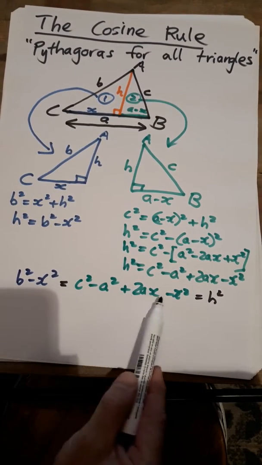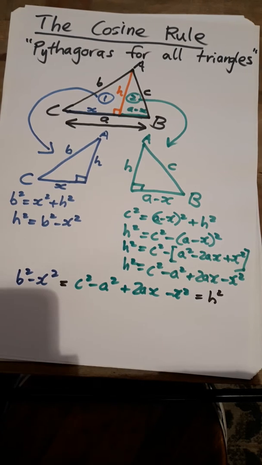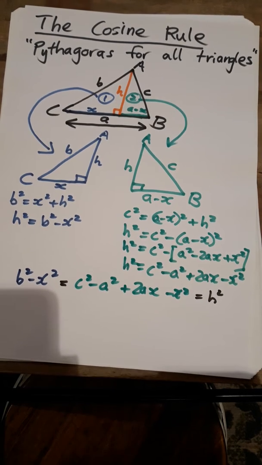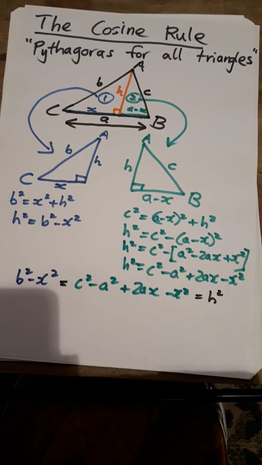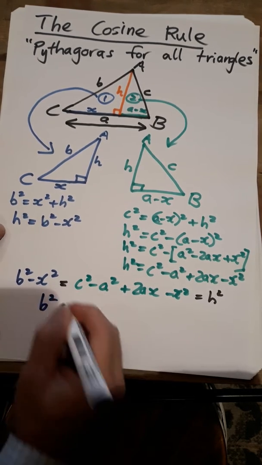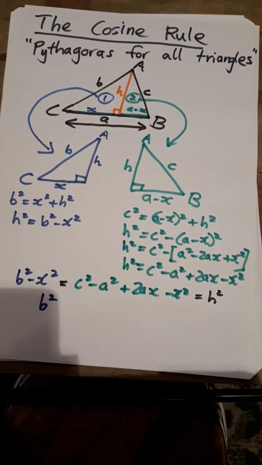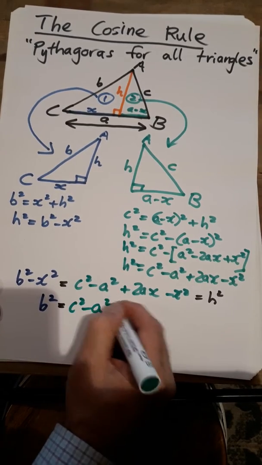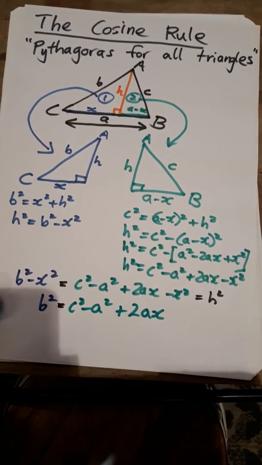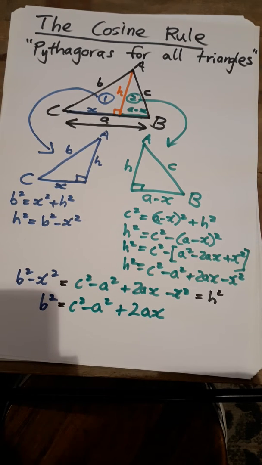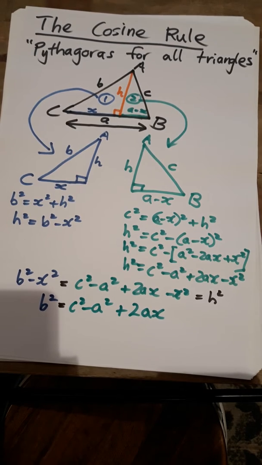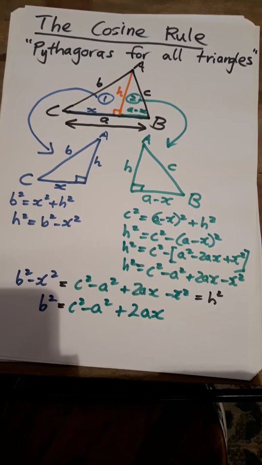I'm interested in this equality here, the blue and the green. What I'm interested in doing is seeing if I can eliminate anything first of all. Well, yes, there's a minus x squared on both sides. So if I plus x squared on both sides, I get b squared equals c squared minus a squared plus 2ax. All right, now x, what does that equal in terms of just the letters A, B and C?